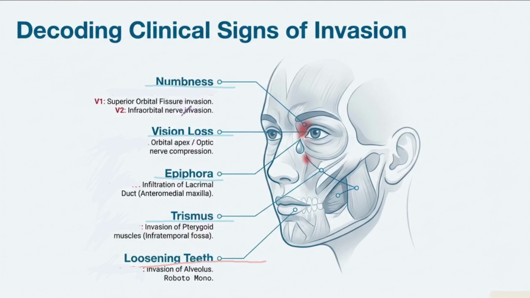This last one is the most chilling to me. Numbness. The notes break it down by nerve. It's like a mapping exercise. If the patient's forehead is numb, the tumor has gone up and hit the V1 nerve. If their cheek is numb, it's gone forward and hit the infraorbital nerve, V2. The patient doesn't feel pain, they just feel nothing. And that nothing is a sign of very deep invasion.